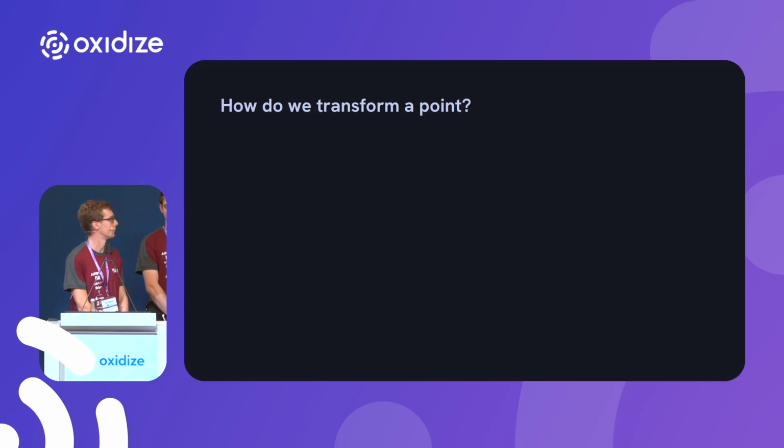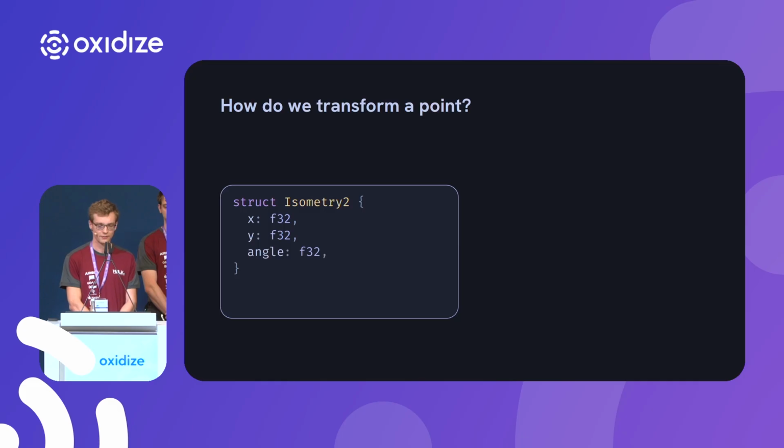So that's cool, but how do we move from one frame of reference to another? Linear algebra has something for this. It's called an isometry, and it works by first rotating our entire frame of reference about the origin by some angle, and then offsetting the entire plane by some amount x and y.